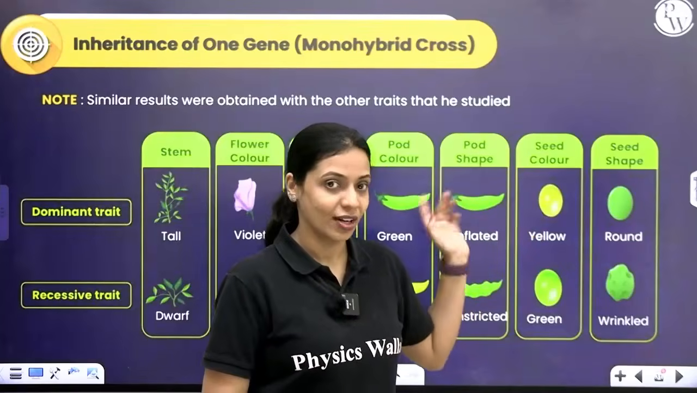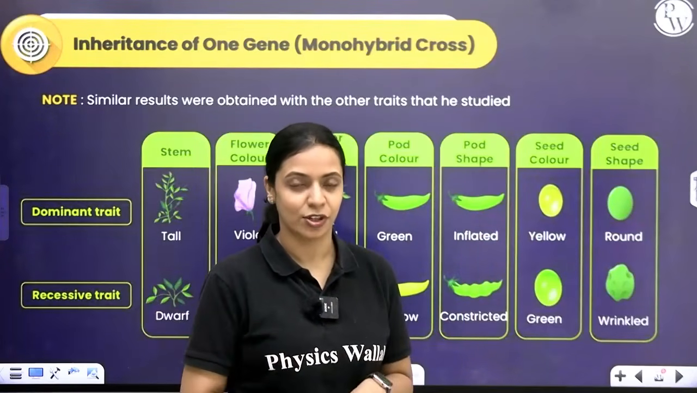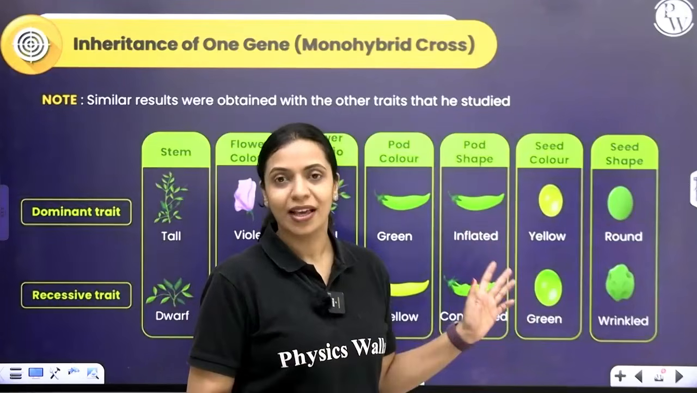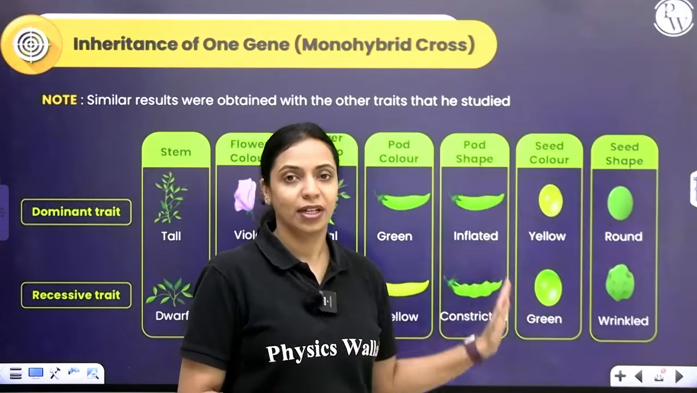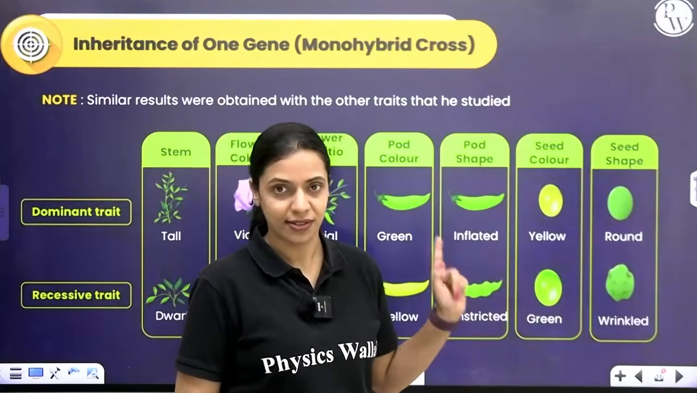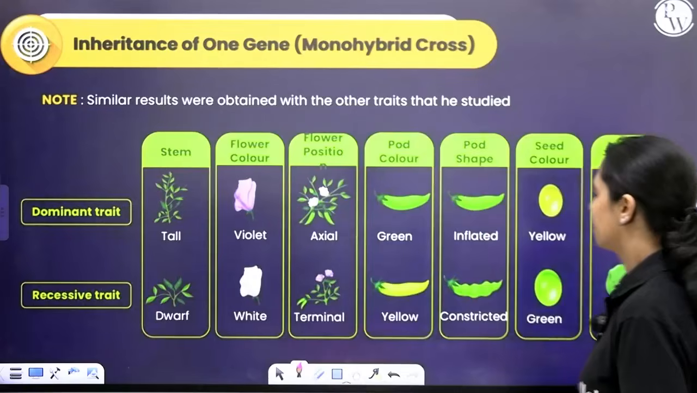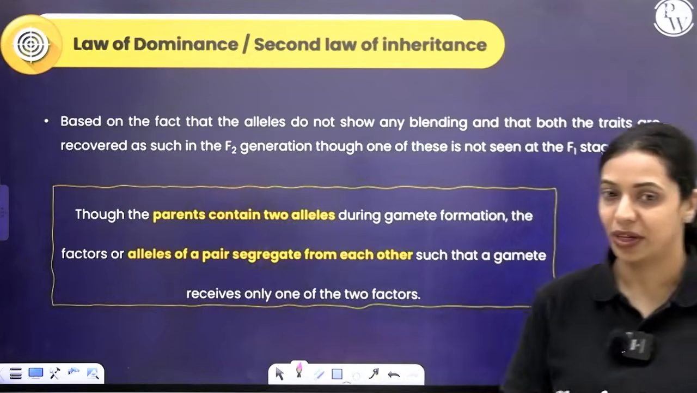Seed color, generally we tend to think that peas are green in color, so probably green is dominant, but that's not the case. In seed color, yellow is dominant, green is recessive. In seed shape, round is dominant, wrinkled is recessive. Alright, so these are the results that he got for the other characters. You must remember very well.